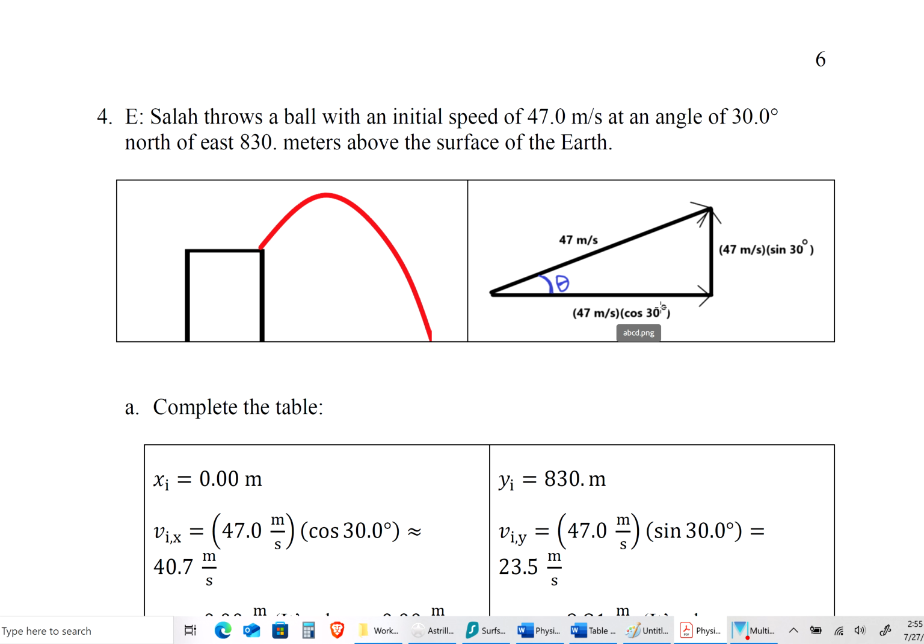Question 4. Salah throws a ball with an initial speed of 47 meters per second at an angle of 30 degrees north of east, 830 meters above the surface of the earth. So, we're given the initial velocity is 47 meters per second, 30 degrees north of east. So, we could break this down into V sub x and V sub y.